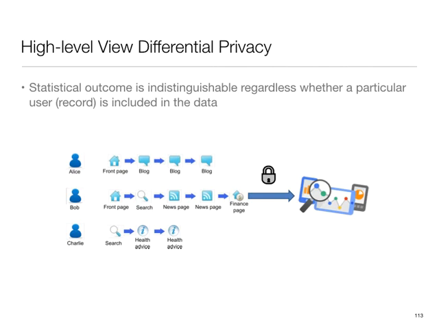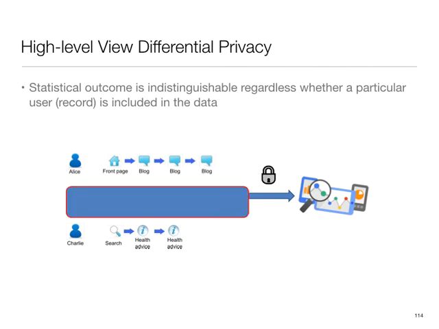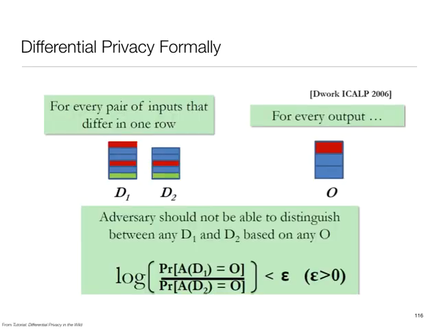Remember, the promise we gave was that whether you take part in the study or not should not matter. So you could equivalently say that my answer to statistical queries over the database should be indistinguishable whether you are in the database or not. Because if it was distinguishable, then the adversary can say you are in the database. So this is the effect that we want.